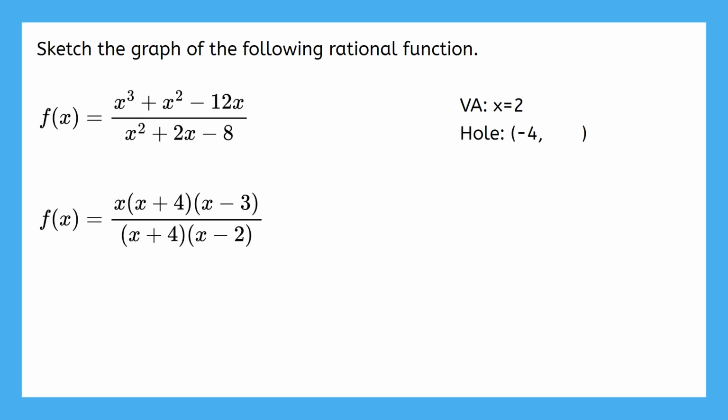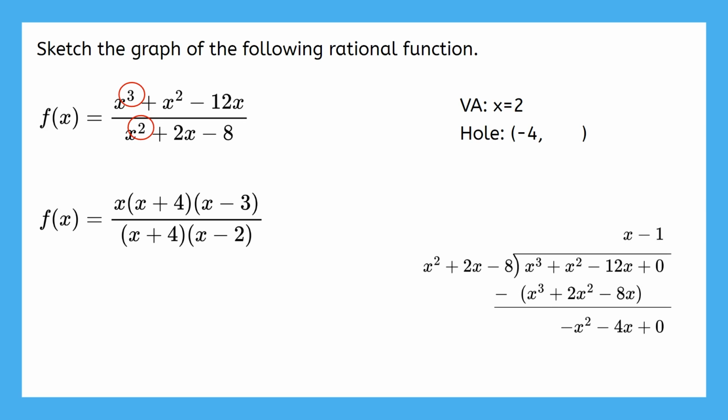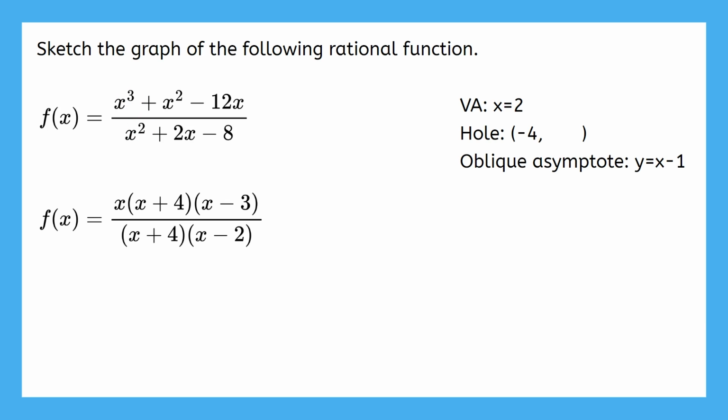Now let's find the horizontal or oblique asymptote. Looking at our unfactored form, we can see that the numerator is 1 degree higher than the denominator. This means we do not have a horizontal asymptote, and we have to use long division to find an oblique asymptote. Remember, we don't really have to finish the long division here and find the remainder. Once we get our linear expression of x minus 1, we can stop. So let's add this asymptote to our list.